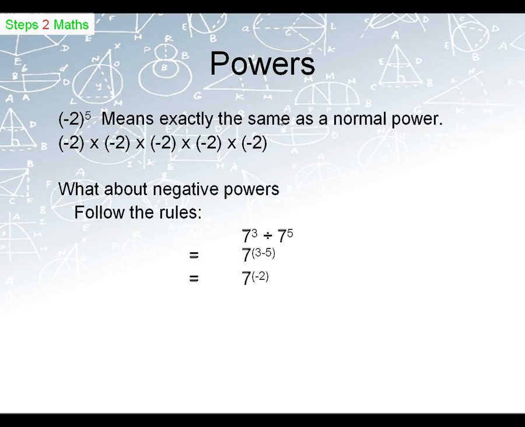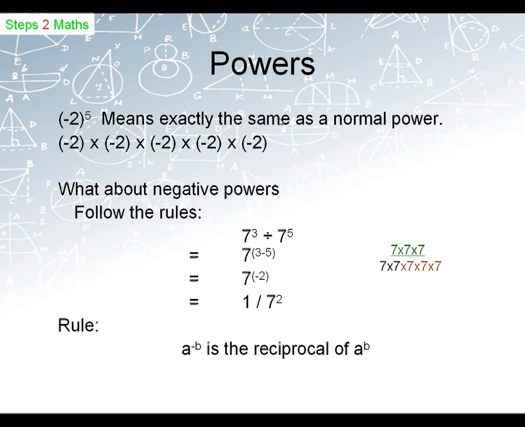So we want to know, what does 7 to the power of negative 2 mean? Well, we know it comes from 7 cubed divided by 7 to the power of 5. And that means 7 by 7 by 7 divided by 7 by 7 by 7 by 7 by 7. Now those 3 sevens on the top will cancel with 3 of the 5 sevens on the bottom, leaving 2 sevens on the bottom. Okay, so the final result will be 1 over 7 by 7, or another way of saying that is 1 over 7 squared. So 7 to the power of minus 2 is exactly the same as 1 over 7 squared.